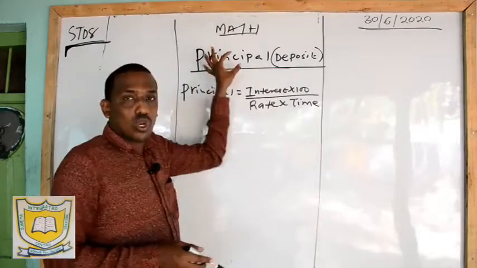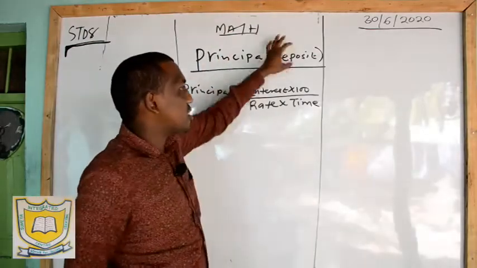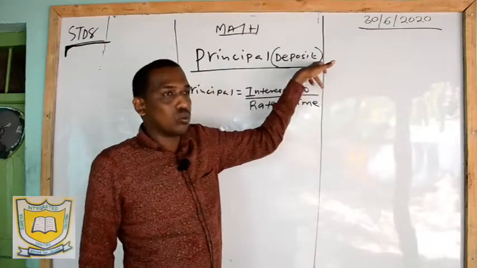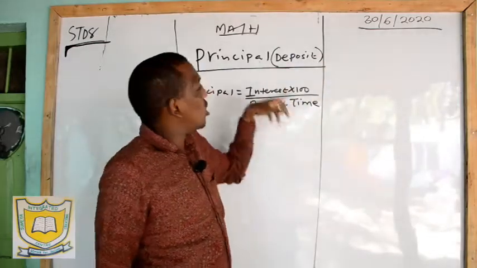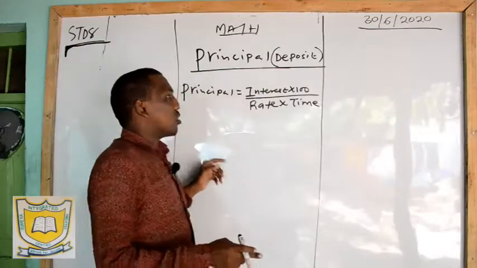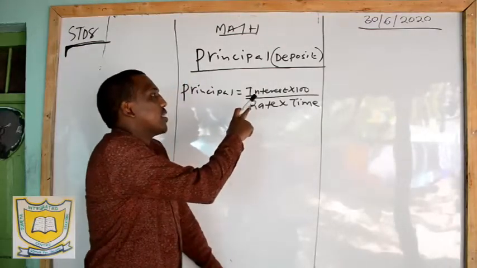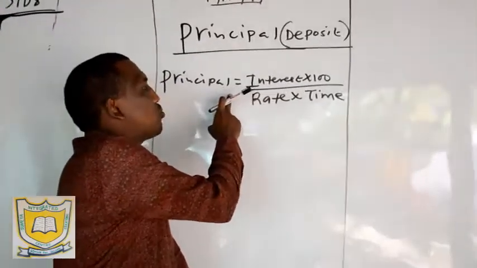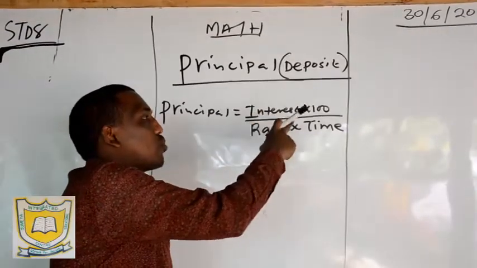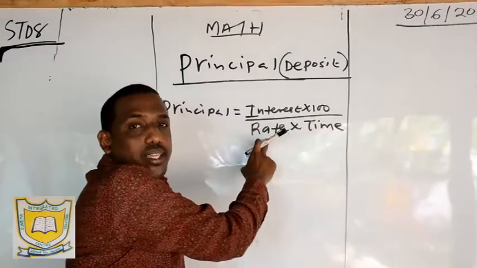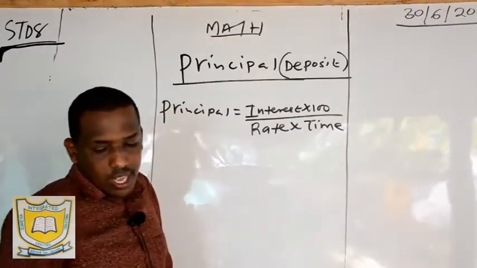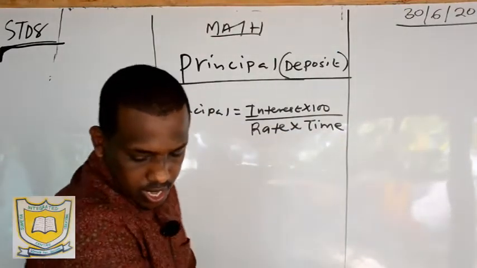Today we move to now principal. Principal, I said, is also called the deposit, the amount you have deposited or the amount borrowed or the loan invested, all are the same. So how do we get principal? We said yesterday, and I'm saying today, principal, or the deposit or the amount borrowed, is equal to interest multiplied by 100 all over rate times time. We say that. So let us see a question here.